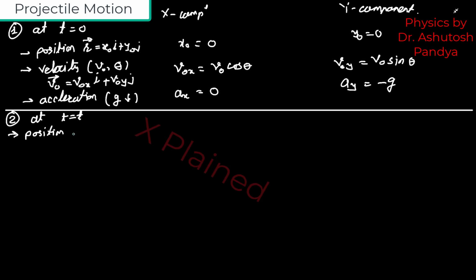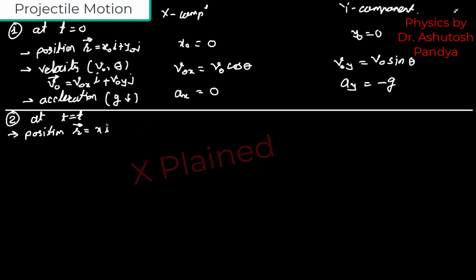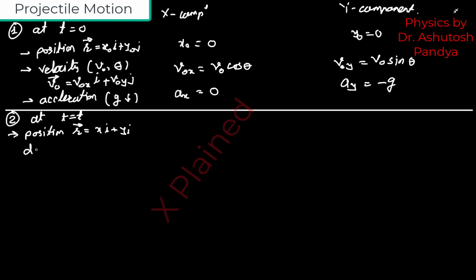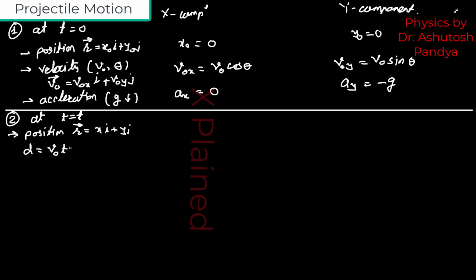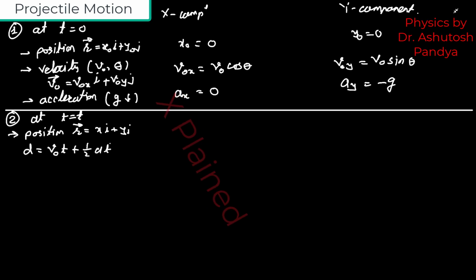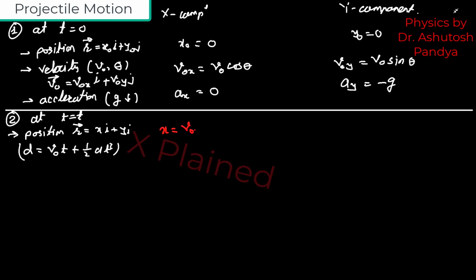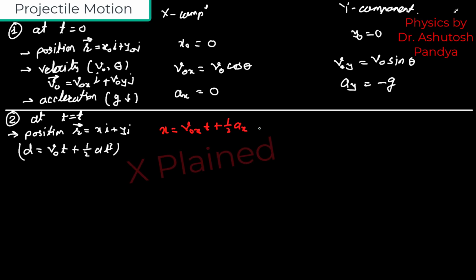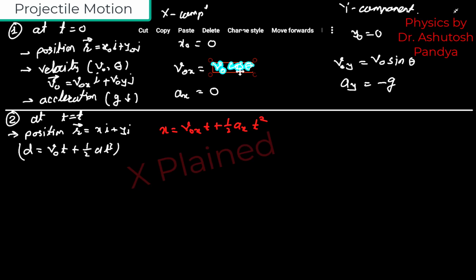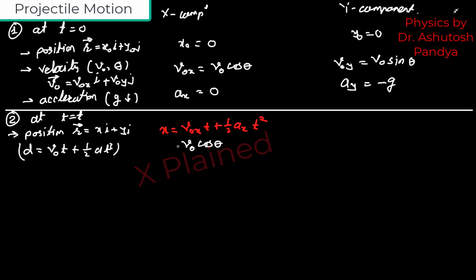Let's say we have position R bar, x and y, and we'll use the formula of distance, which is v0 t plus half a t square. So to get x component, we need x component of initial velocity into t plus half x component of acceleration into t square. We already found x component of velocity as v0 cos theta. So we'll get v0 cos theta into t plus acceleration is 0, so your second term will be 0. So we get equation of x.